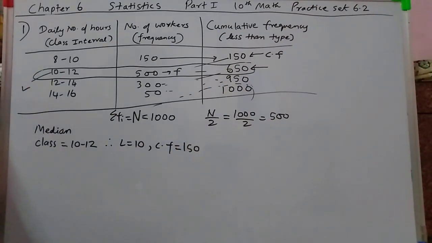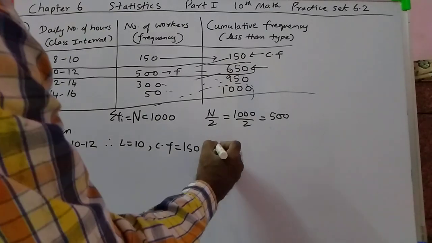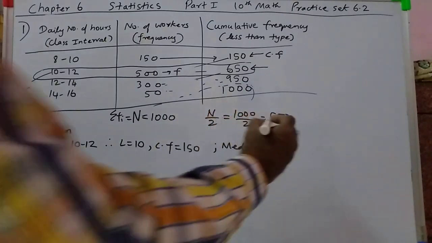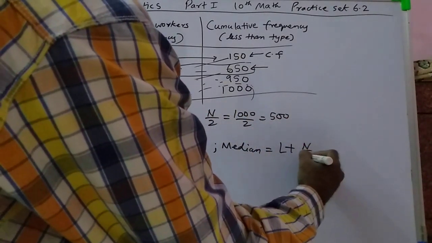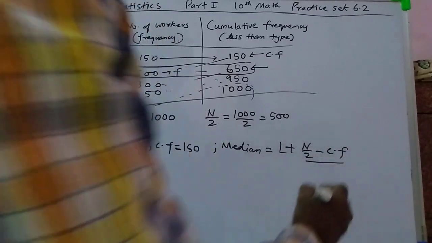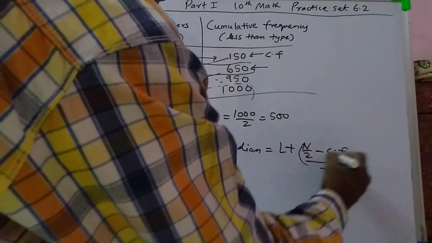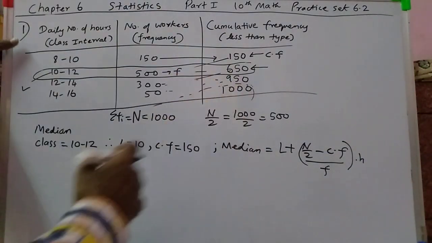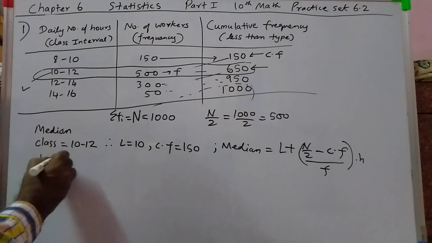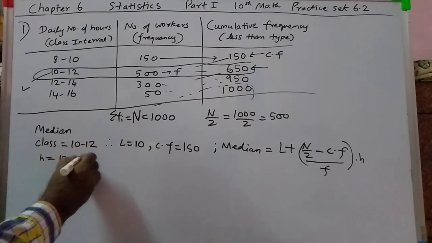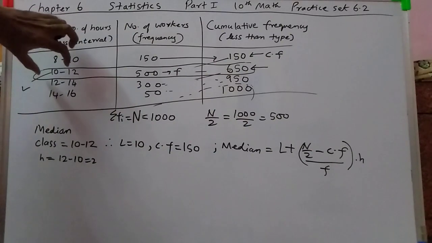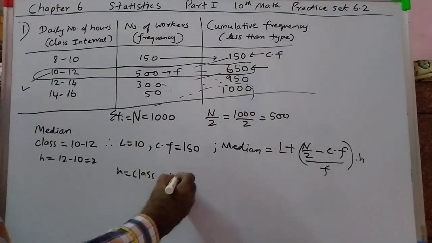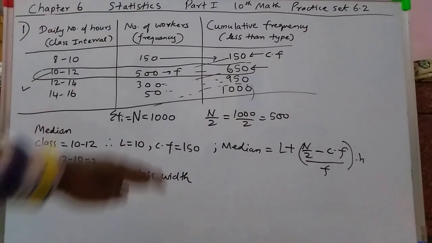Now you have to just put the formula. The formula for median is: median is equal to L plus n by 2 minus Cf upon F into H. And you can calculate that very simply. H is equal to 12 minus 10, that is 2. That is the class width. So H is equal to class width. That you can find very easily.